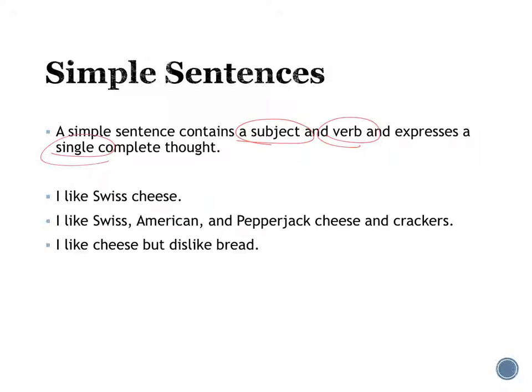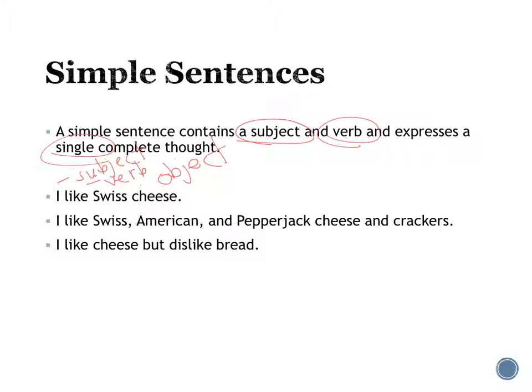As an example, I like Swiss cheese. I am the subject, one subject here. What am I doing? I like, that's my verb, and I've added in an object here. That's totally okay, but it's just one complete thought, that I like Swiss cheese. I could also say I ran, which would just be that basic subject and verb. That'd be a complete sentence, and that's totally fine.